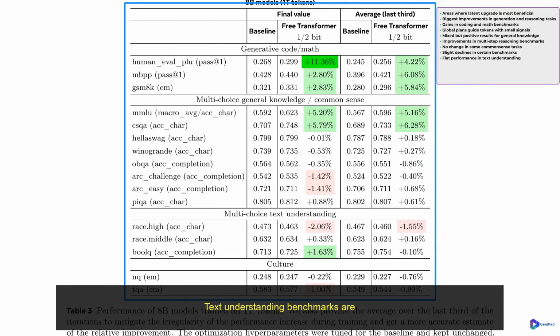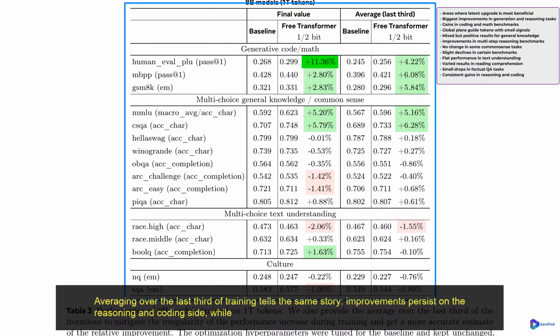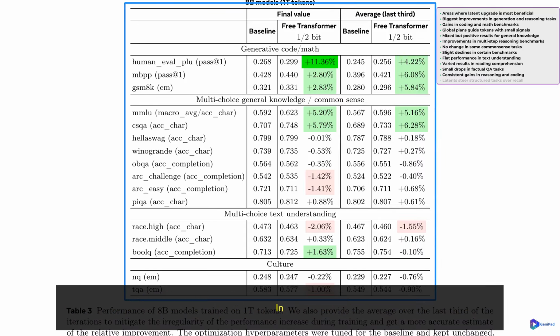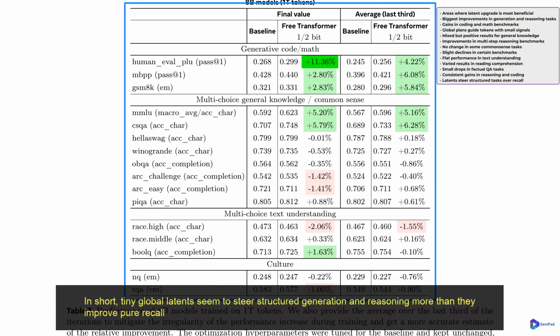Text understanding benchmarks are mostly flat. RACE High drops a bit, RACE Middle is steady, and BoolQ shows a small gain. Open Domain QA, that leans on factual lookup, NQ-TQA, edges down slightly. Averaging over the last third of training tells the same story. Improvements persist on the reasoning and coding side, while knowledge retrieval and some common sense tasks remain neutral or slightly negative. In short, tiny global latents seem to steer structured generation and reasoning more than they improve pure recall or shallow comprehension.